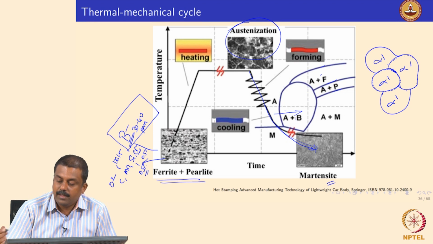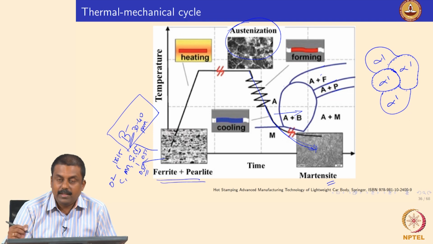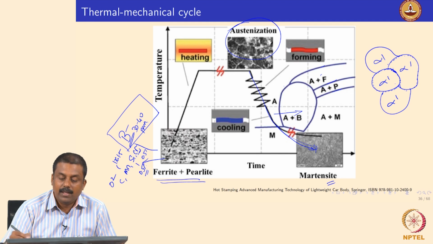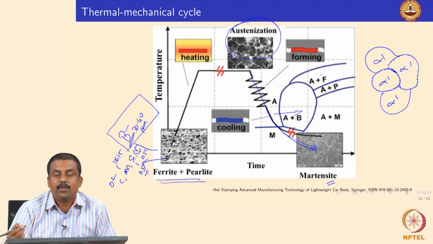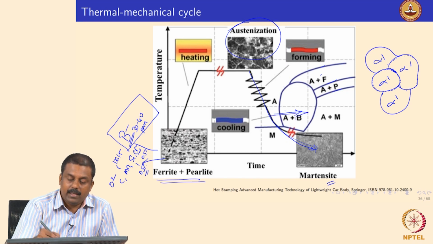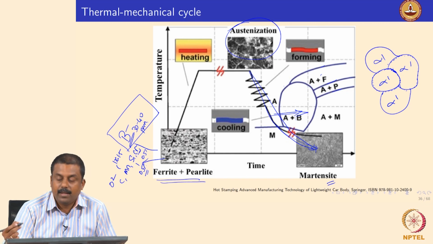Okay, it's clear. So the role of boron is extremely critical to achieve the martensitic microstructure in hot stamping steel, because with the addition of boron, we can form martensite at reasonably slow cooling rates. The CCT diagram is moved towards the right, thereby decreasing the cooling rate required for martensite formation. And why is it happening? Because of the segregation of boron to the grain boundaries, the ferrite nucleation is retarded.